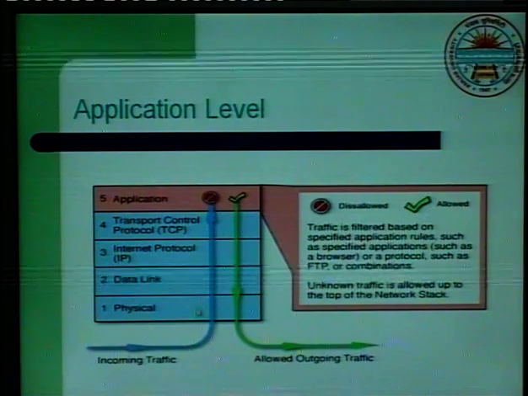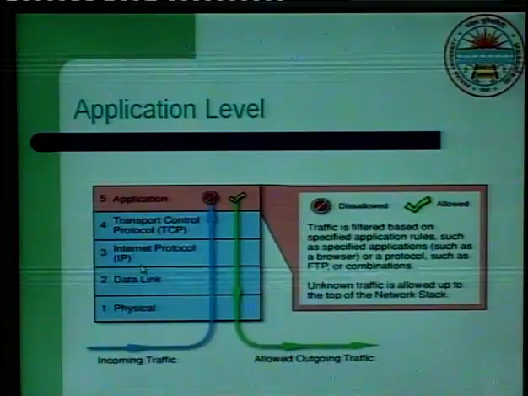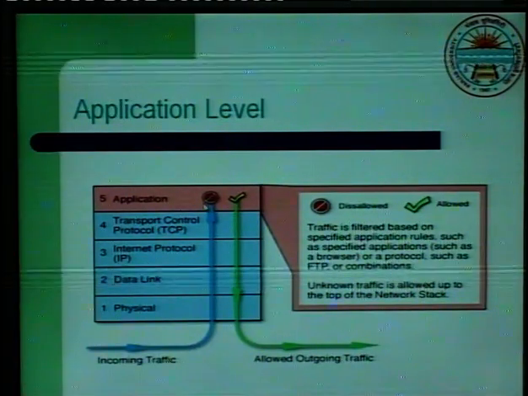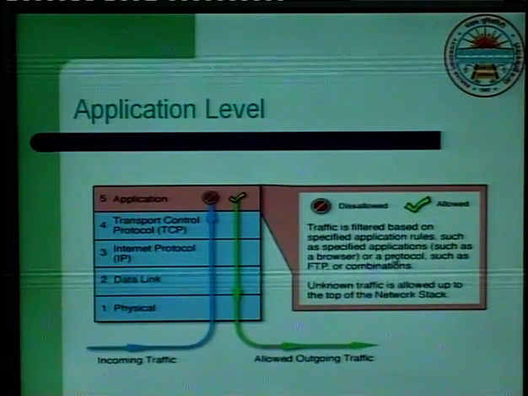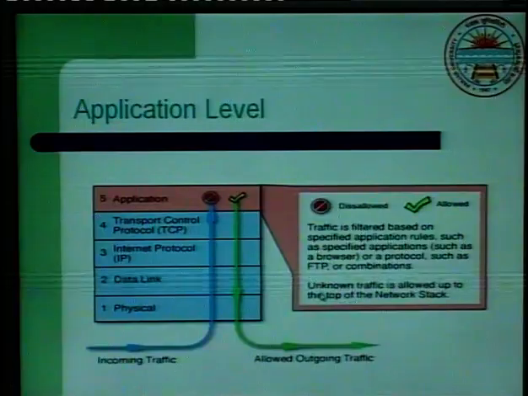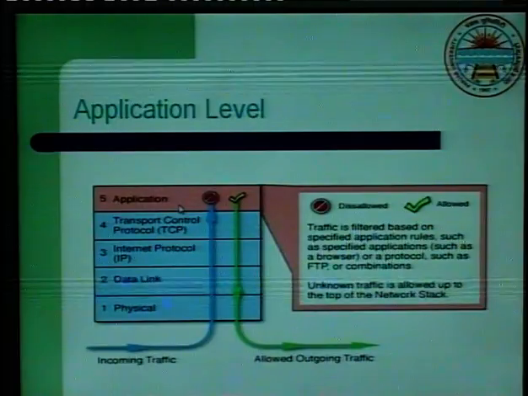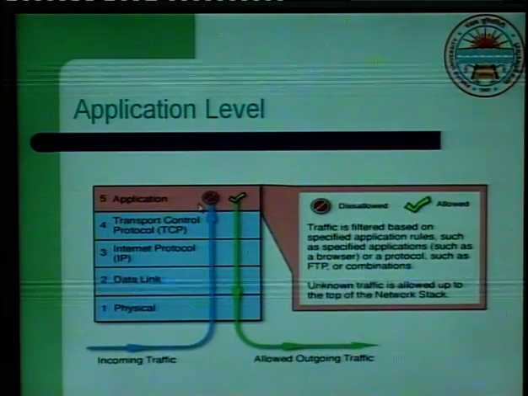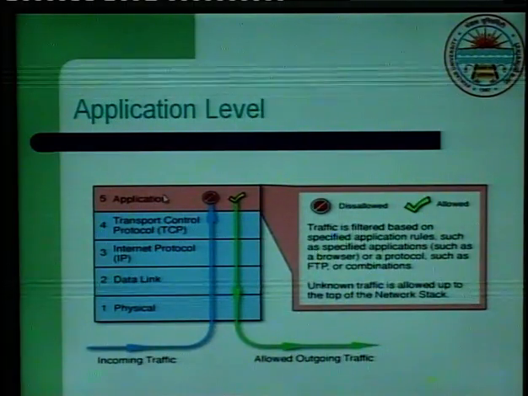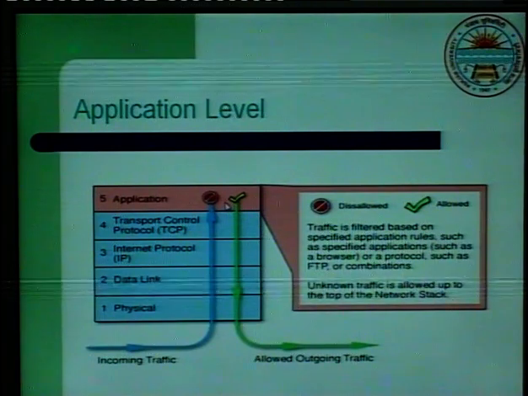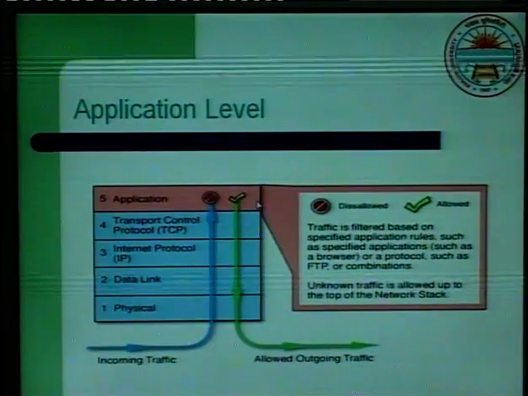At the application level, traffic comes up to your application layer. There is no filtering at the packet level, at the IP layer. Your traffic comes to the application layer and traffic is filtered based upon the specified application or a protocol such as FTP or its combination. So, an application level firewall provides very high security, but it affects the network performance, because you are discarding or allowing a packet after reaching the application layer, after doing all the network processing. So, it adversely affects your performance.